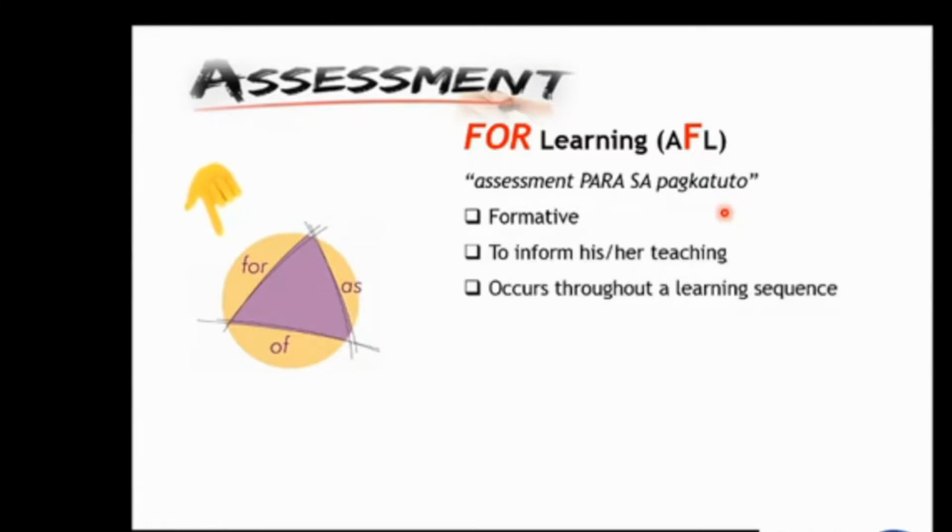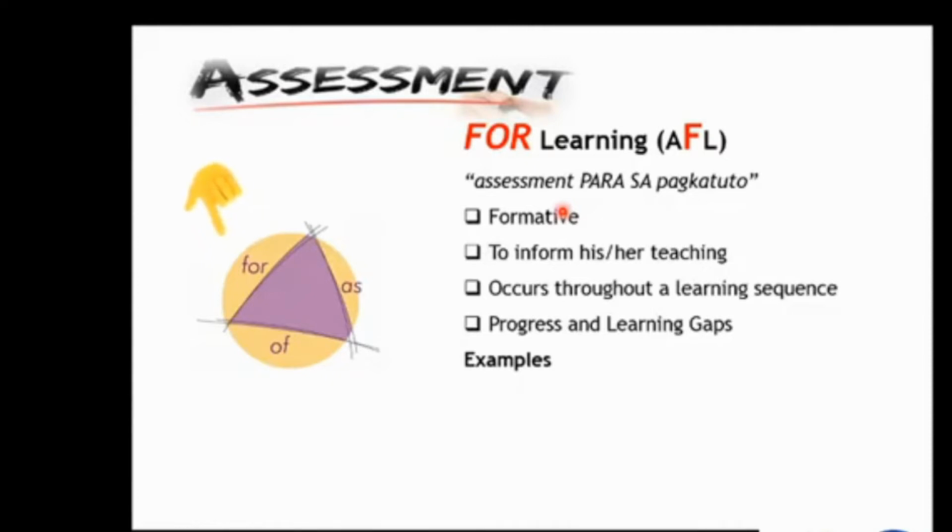It may occur before and throughout the learning sequence in order to determine the progress, that means learning progress, and the learning gaps. From the word formative, this means that the teacher examines all the activities in class and uses those evidences whether to reteach the concept or to move on to the next lesson.